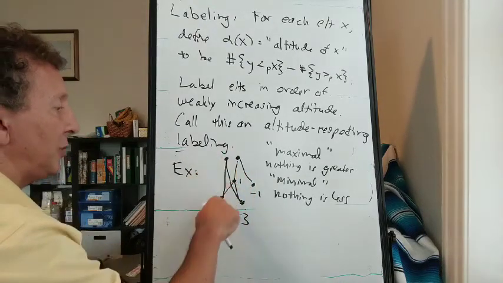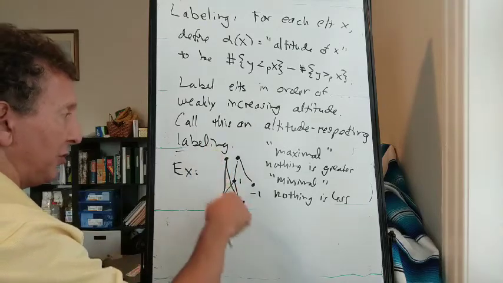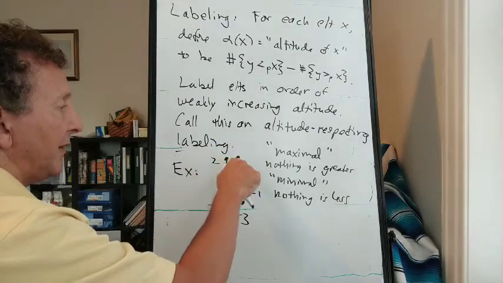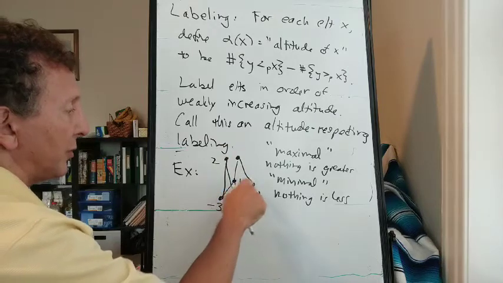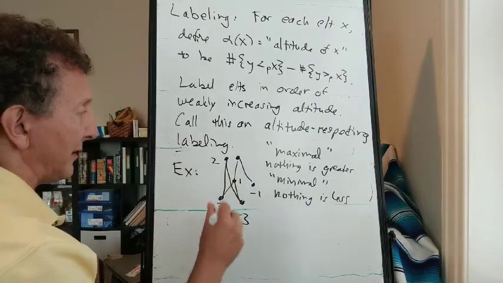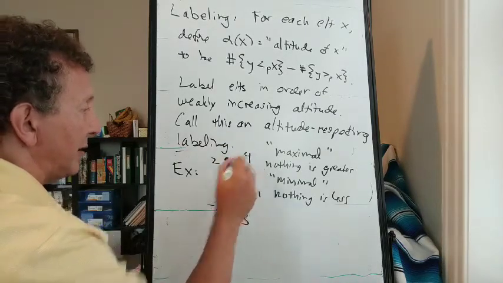This element has 2 elements less than it and nothing above. So 2 minus 0 is 2. This element has 3 elements, 1, 2, 3, 4. 4 elements less than it and nothing above. So its altitude is 4.